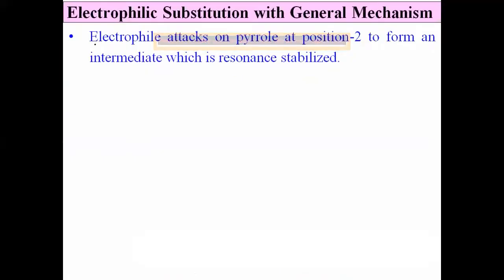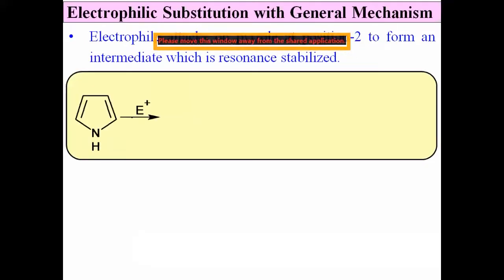Let us see the general mechanism. The electrophile attacks on the Pyrrole at position 2 to form an intermediate which is resonance stabilized. When the electrophile attacks at position 2, what happens? The pi bond undergoes breaking. There is formation of a new bond between position 2 and the electrophile. Position 3 acquires a positive charge. We get the intermediate, and this intermediate is resonance stabilized.